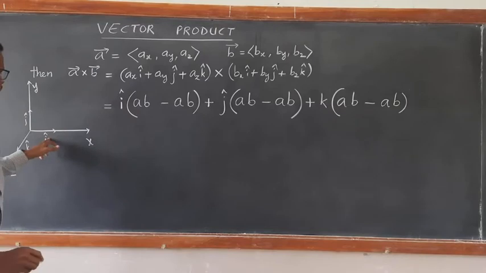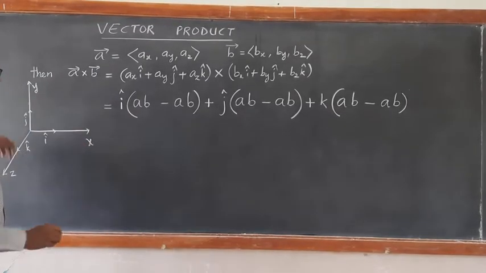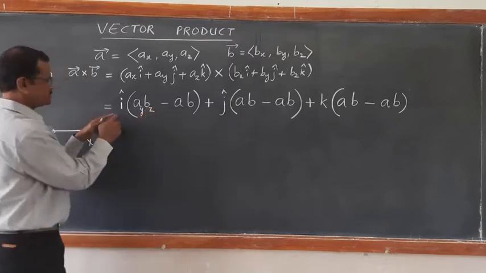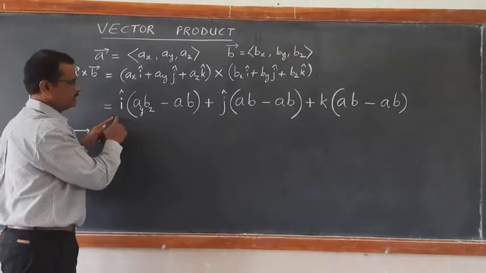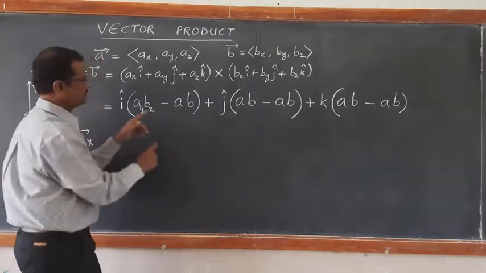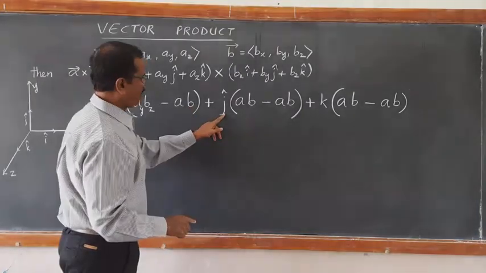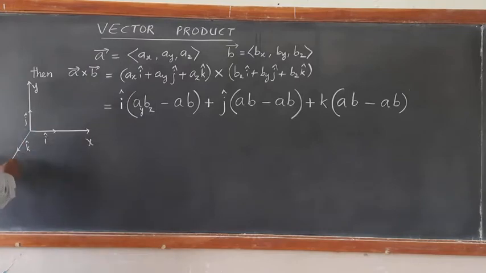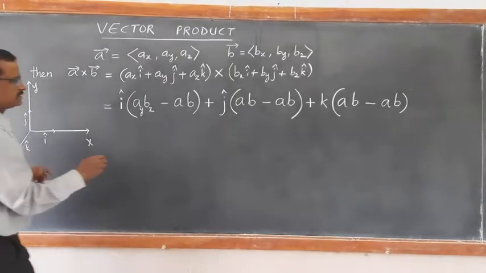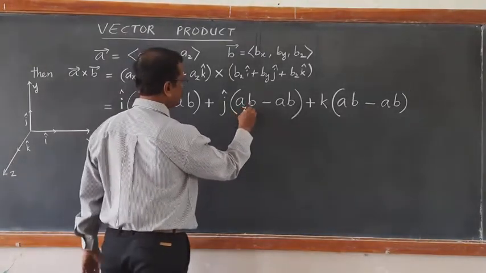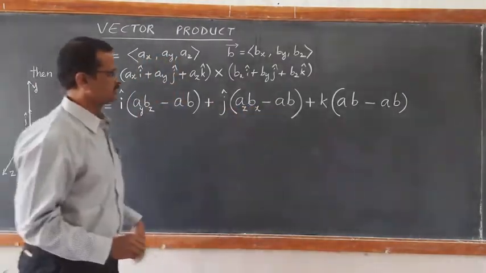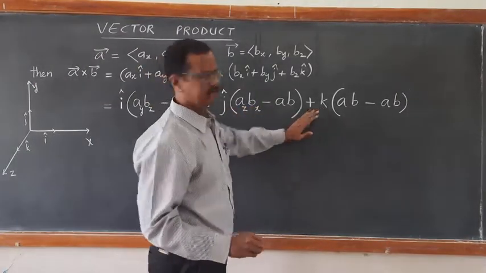Remember, i refers to x. After x it is yz. So directly write yz, meaning we are starting from cyclic order x, y, z. Then after y, what is the next one? It is z, zx. So just write here yz, zx.